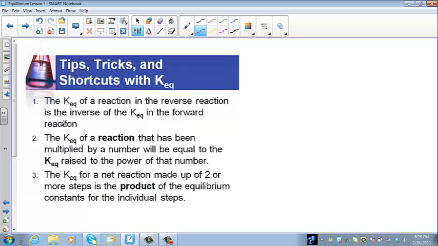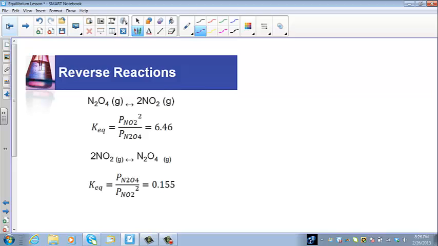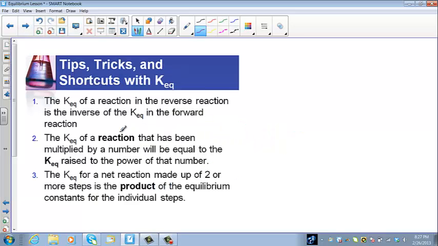So here's some tricks. The KEQ of a reaction in the reverse reaction is the inverse of the KEQ in the forward reaction. So let's go back for a second. If you take the inverse of this, you get 1 over 6.46, which is going to equal 0.155, which is what we got right here. So that's a really neat trick.